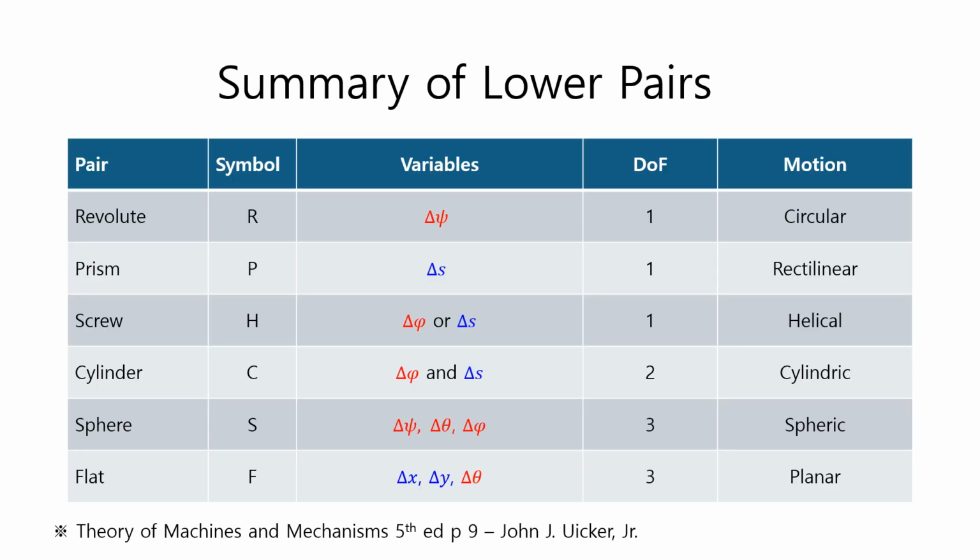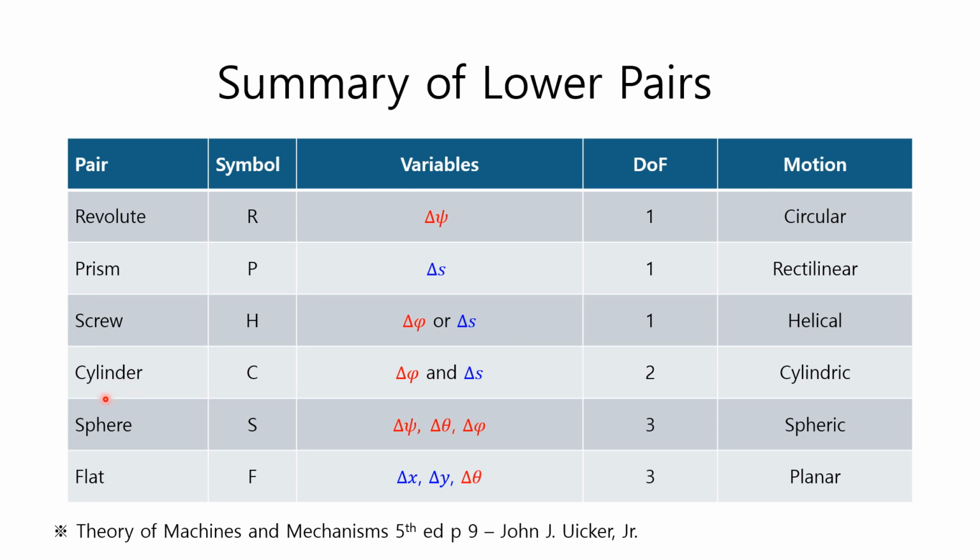Here is a summary of the 6 lower pairs we have discussed so far. The revolute pair is represented by the capital R. It allows rotation about 1 axis and translation is not possible. It has 1 degree of freedom. The prism pair is represented by the capital P. It allows translation about 1 axis and rotation is not possible. It has 1 degree of freedom. The screw pair is represented by the capital H. It allows rotation about 1 axis and translation is possible, but they are dependent on each other. It has 1 degree of freedom.